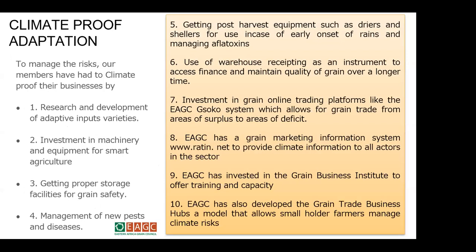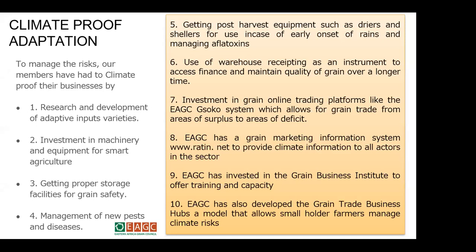So what are also some of the climate-proof adaptation areas that the private sector is doing? There's now increased research and development on adaptive input varieties, and this is becoming widespread as the stakeholders try to see how best to adapt to climate variabilities. Then there's investment in machinery and equipment for smart agriculture. This again has been a new investment in the sector. Getting proper storage facilities for grain safety, noting that at farm level, where most of the grain is produced, there are usually limited storage facilities. So we are seeing more demand for better storage facilities and management of new pests and diseases.